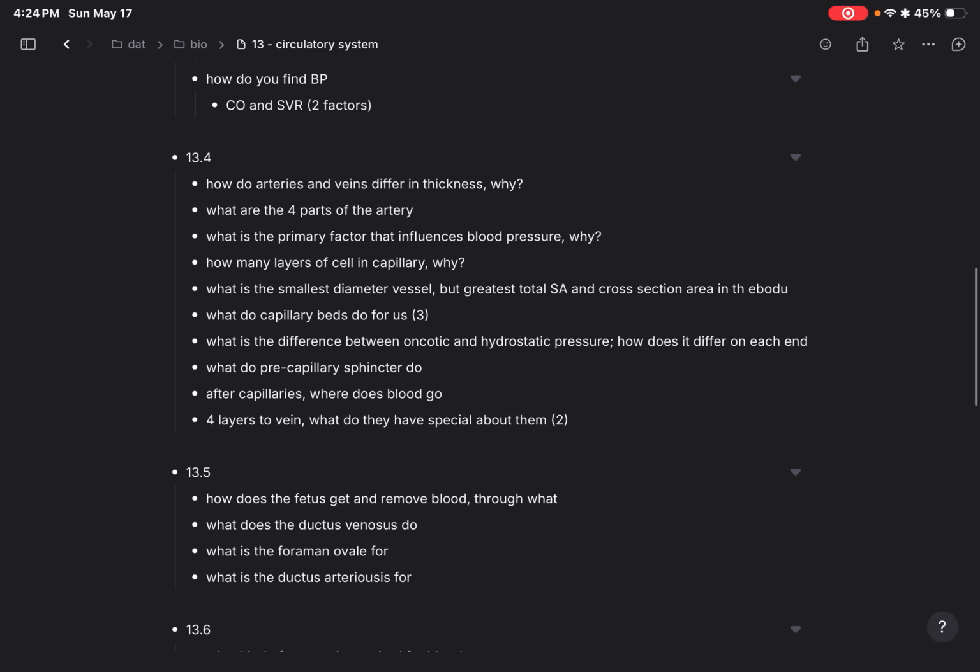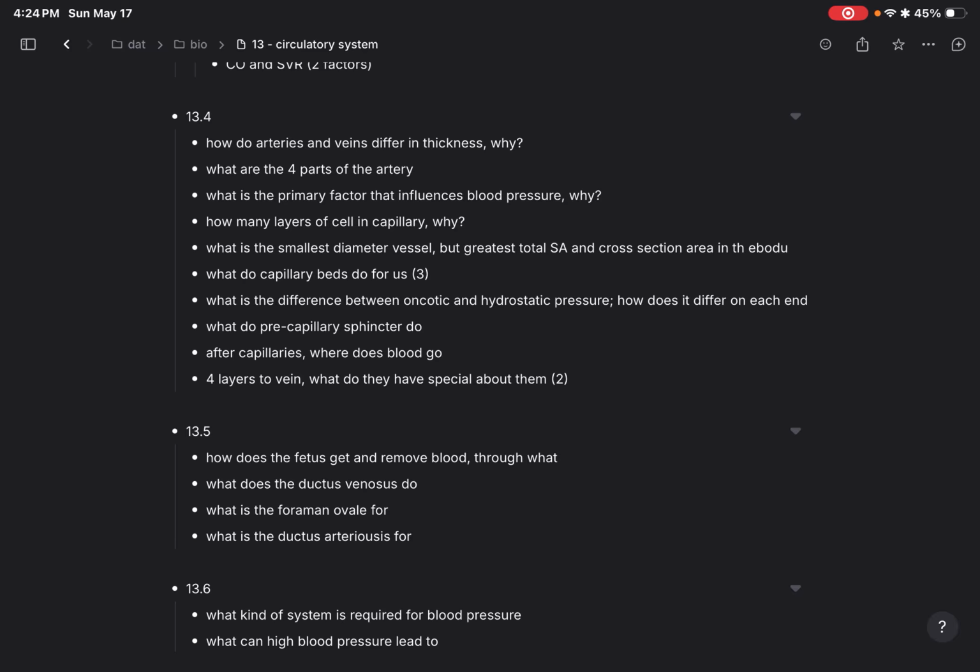So how do arteries and veins differ in thickness? Why? So arteries are thicker, I would say. They have more muscle. They have to pump blood to the rest of the body. Veins have less pressure. The main reason they have a difference in thickness is because arteries are under higher pressure, so they have that muscular tissue around them to prevent them from bursting and to be stronger. While veins are less thick because they have less pressure, but they still have muscle. So arteries are thicker for withstanding high pressure.